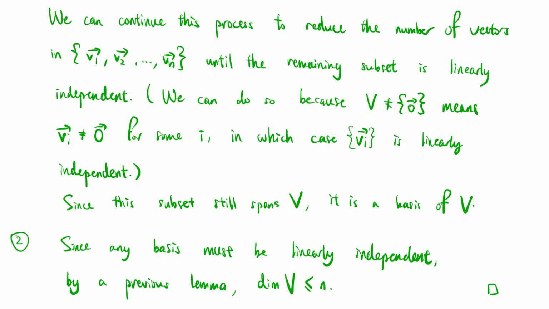For the second point, since any basis must be linearly independent, we know from a previous lemma that its size must be less than or equal to the size of a spanning set. In other words, the dimension of V is less than or equal to n, and this completes the proof.